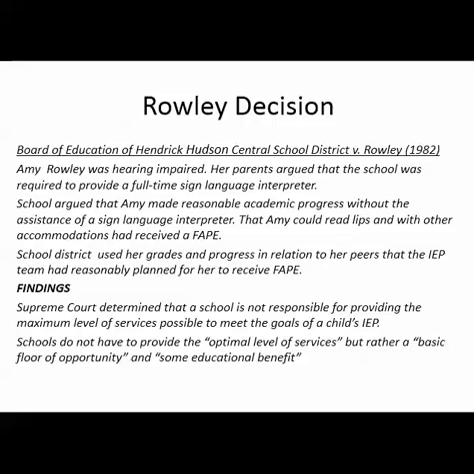So what were the findings of that? The Supreme Court determined that a school is not responsible for providing the maximum level of services possible to meet the goals of a child's IEP. The schools do not have to provide the optimum level of services, but rather a basic floor of opportunity and some educational benefit. So the parents wanted a sign language interpreter, which would have been the optimal level of services.